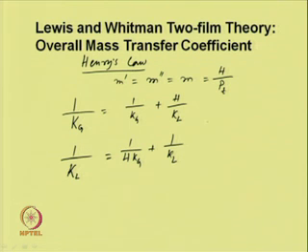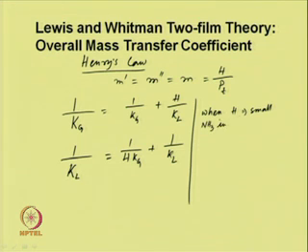So, when H is small, in case of absorption of ammonia in water or HCl in water, in that case we can write 1 by capital K g will be approximately equal to 1 by small k g.